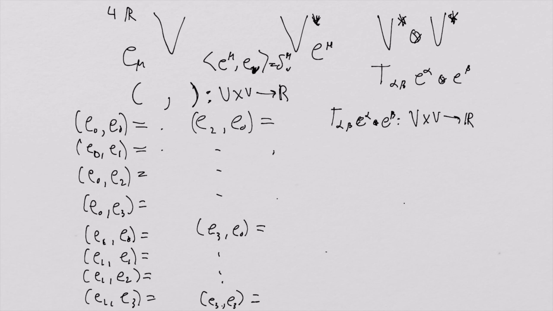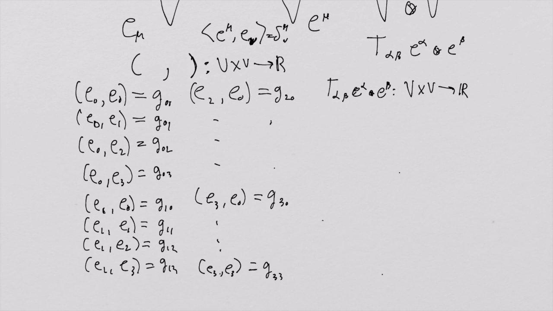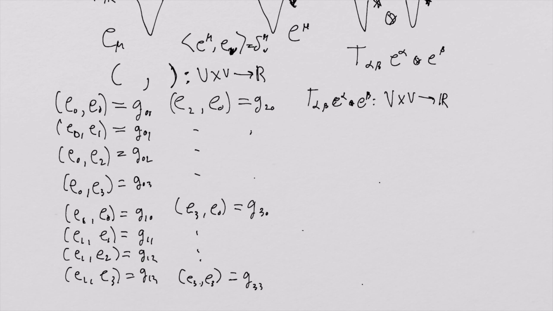Let's say I call this number G00, and I call this G01, and I call this G02, and I call this G03. These are numbers that I have to pick to make my inner product work. G10, G11, G12, G13, and I'd call that G20, and I'd call that G30, and I would call that G33. Like that. Well, if I pick the mapping in the dual space that looks like G alpha beta E alpha cross E beta, if I took that mapping and I took this inner product, how do they compare?